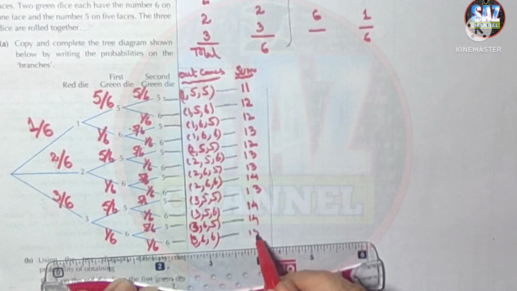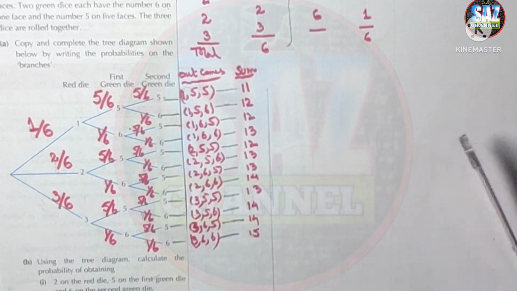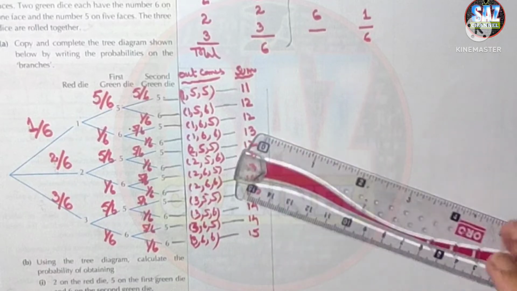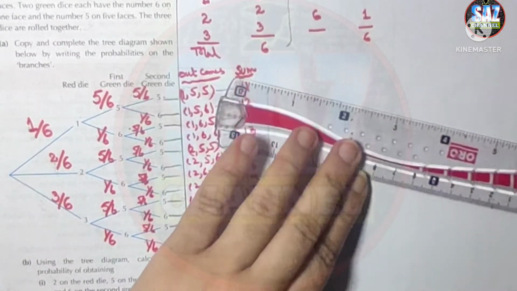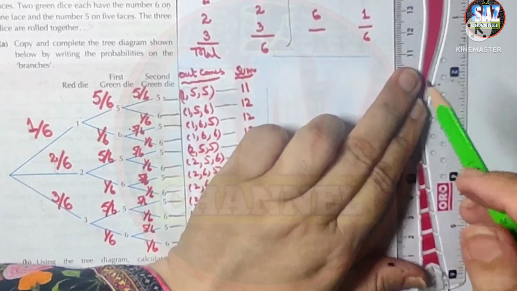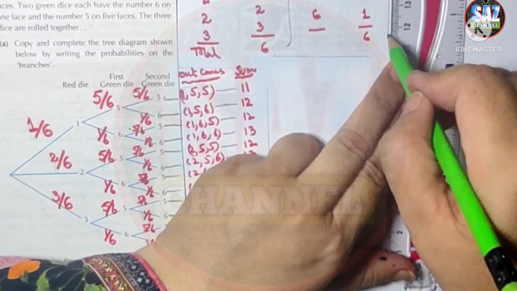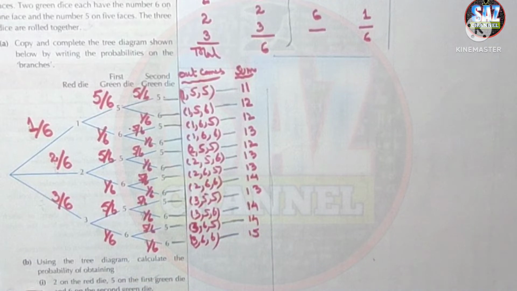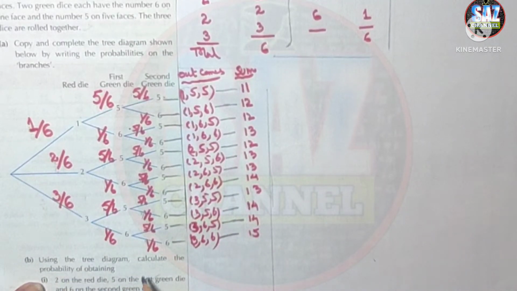Okay, we are done with all the extra working, and now it's time, students, to go for the discussion of the different parts of this question. Let me read the first part of the question. Question says, using the tree diagram, calculate the probability of 2 on the red die, 5 on the first green, and 6 on the second green.